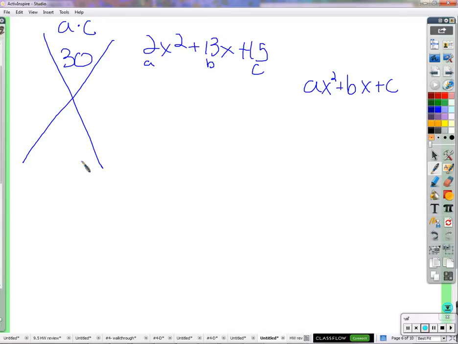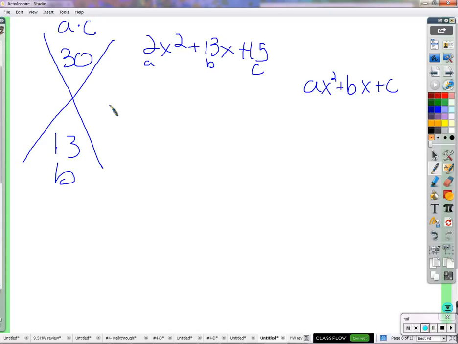The next part of it is, I'm going to write right here, b. So we have a, b, and c. In the top we have a times c, and here we just have whatever b is. What's b? 13. There it is, 13. Okay? This might sound familiar to you. What we're going to try and find are two numbers that multiply to 30 and add to 13. What we do with those numbers is going to be different.